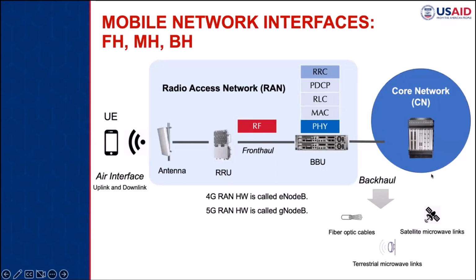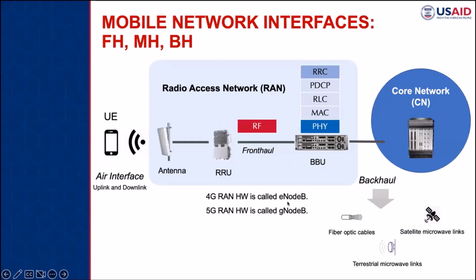Then the core network connects to the radio access network via the backhaul, which can be a fiber optic, microwave link, or satellite microwave link. And then the BBU here is the one handling most of the functions of the radio access network from the high physical layer, MAC, RLC, PDCP, and RRC. And then the BBU connects to the RRU via the fronthaul interface, and this RRU is in charge of managing the RF component or the RF functions.